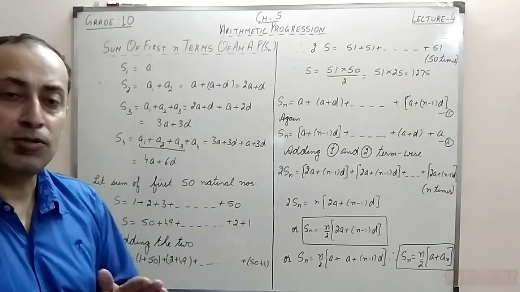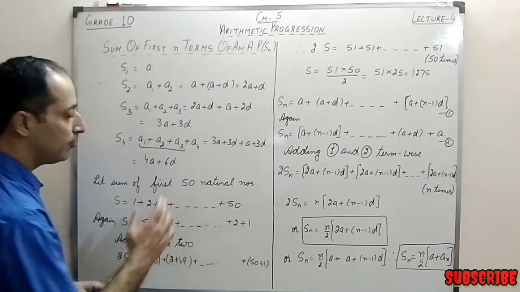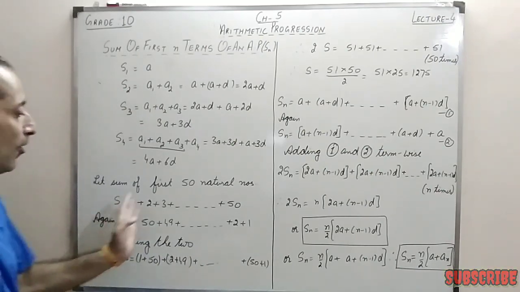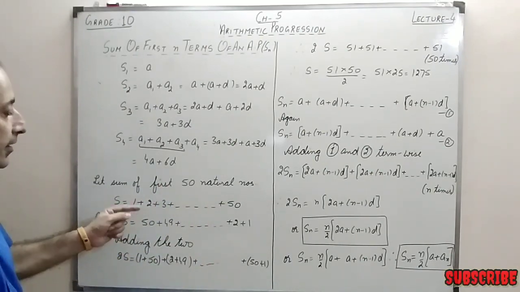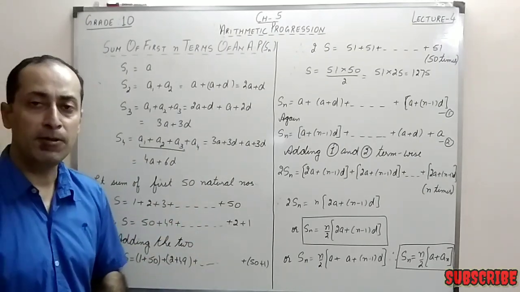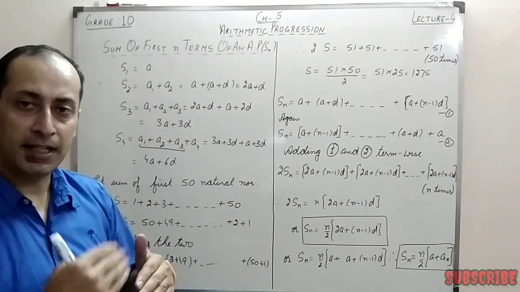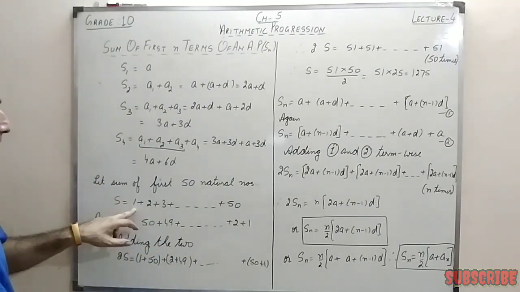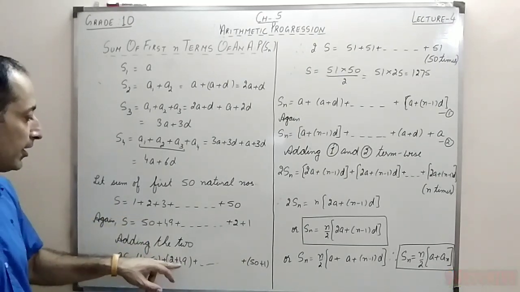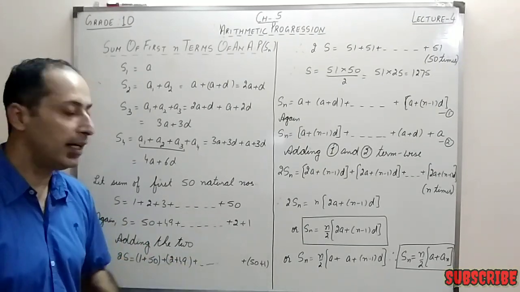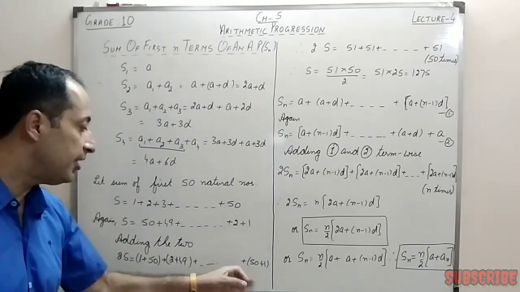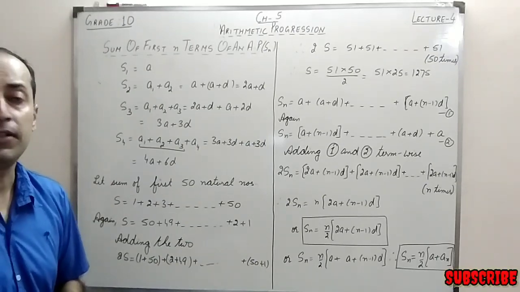Now if I add these two, on the left side I get S plus S, that is 2S. On the right side, there are 50 terms here and 50 terms here, so I add the first term with the first, second with the second, third with the third. The first term is 1 here and 50 there, so I get 50 plus 1. Again 2 plus 49, and if we continue, at the end I have 50 plus 1. In all these brackets, I get 51.